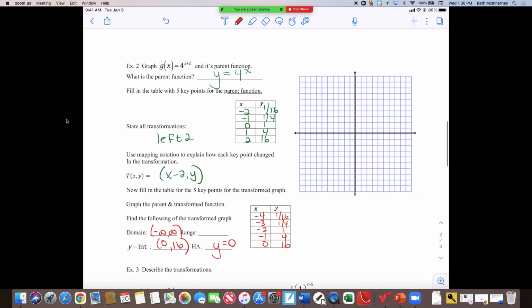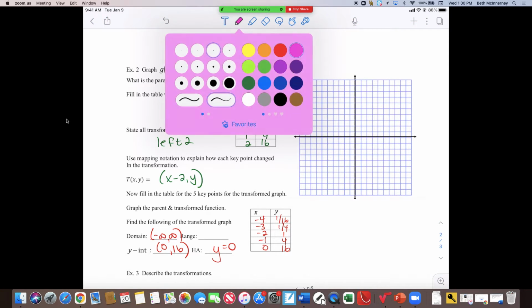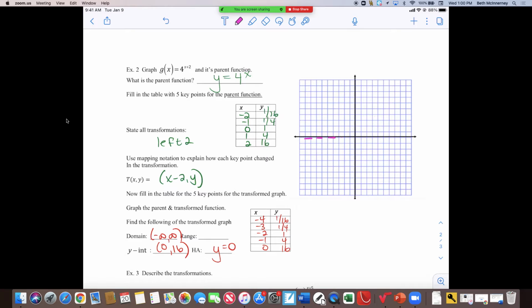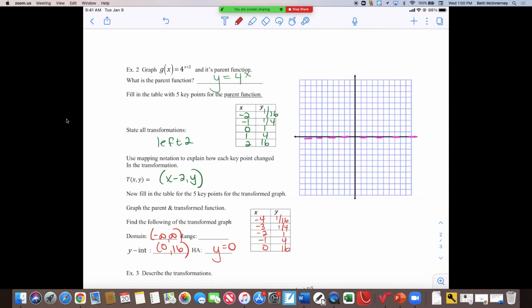All right, so 16 is going to go off my grid. But don't forget to sketch that horizontal asymptote. That's really your boundary. So 0, 16, I'm just going to eyeball, that's up off of there. Negative 1, 4, negative 2, 1, and then you are eyeballing teeny tiny ones there.